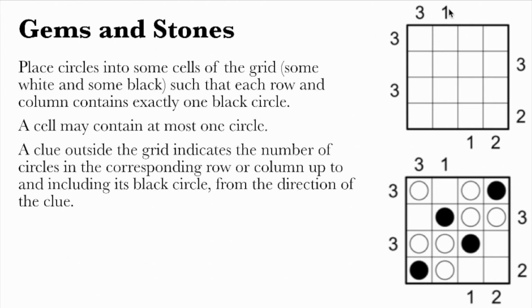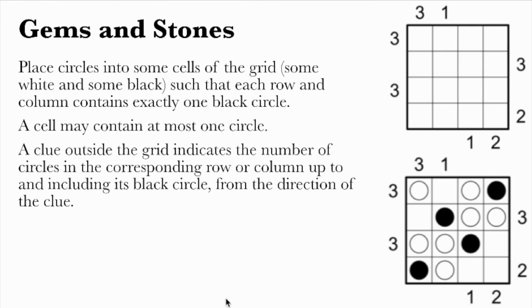In contrast, this says 1. There are 3 circles in this column, but when looking from this direction, you hit the black circle first, so the number is only 1. The same applies to the rows, and they apply from the other directions as well. So this 2 is at the bottom, meaning that when you're looking up, you're going to see 2 circles in that column. Those are the rules of Gems and Stones.